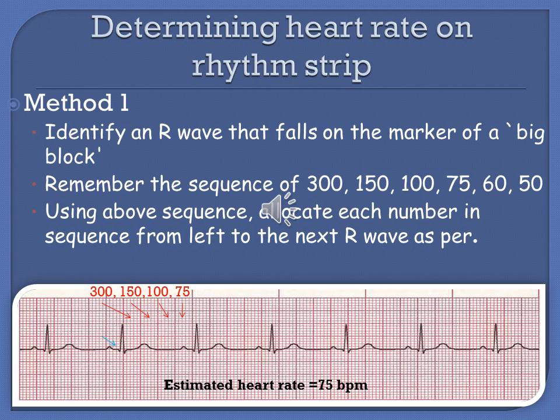Once you have selected the right R wave and memorized the numbers in sequence, next start from the left hand and allocate one number to one box till these boxes end on the next R wave. Like it is shown in this slide that the boxes end on the number 75. So this means that the heart rate on this rhythm strip is 75 beats per minute.